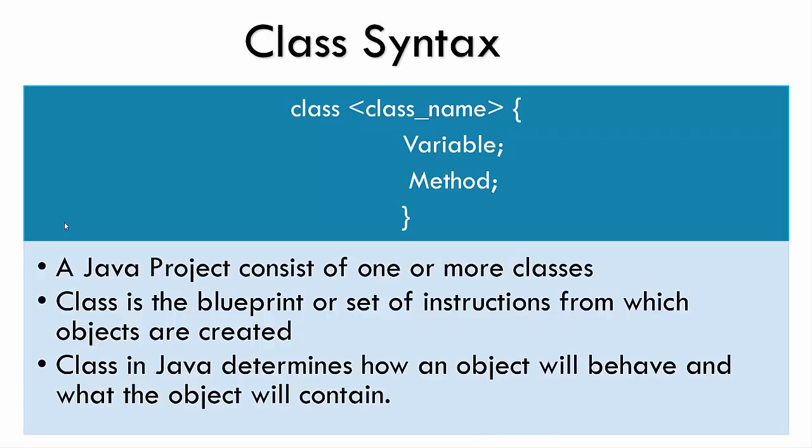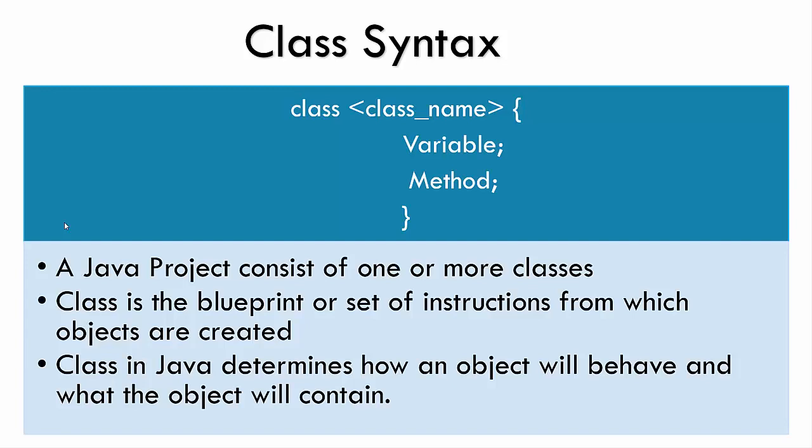Now moving further, this slide is basically to show you the syntax for the Java class. In Java, class is a reserved keyword. So you have to give class and then the class name. What you can give as a class name can be any meaningful name based on the behavior. Like if you are building a calculator, then you can give Calculator. If you are building a vehicle, then you can give Vehicle as a class name itself. And then inside of that class, you will have variables and methods.